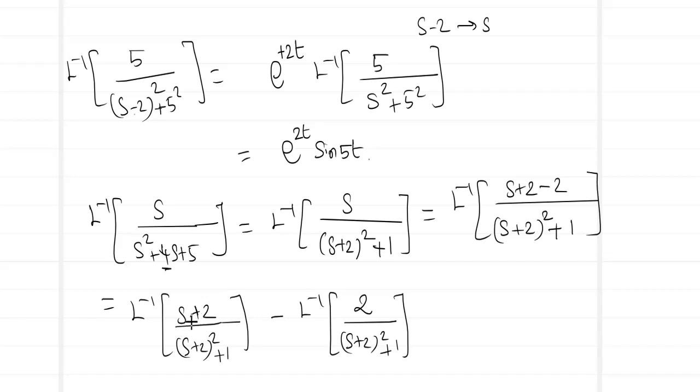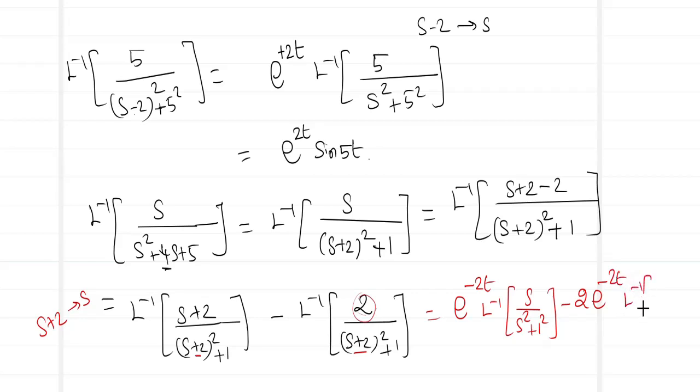Now, I know that whenever s is in the expanded format, I can shrink it back. So I shrink s plus 2 to s. How do I shrink it? I pull out e to the power of, since it is plus, that comes out as e power minus 2t, leaving you with Laplace inverse of s by s square plus 1 square. Now, over here, 2 is a mere constant which can be taken outside, and this will be 1 divided by s plus 2 the whole square plus 1. So if this s plus 2 is shrunk back to s, it comes outside as e power minus 2t, leaving you with Laplace inverse of 1 divided by s square plus 1.